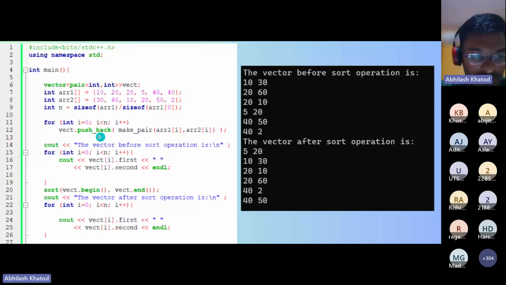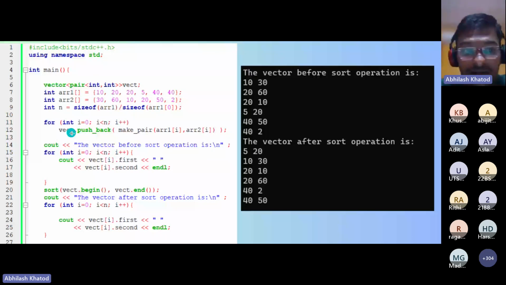See, basically line number 6, 7, 8 and 9, we're just declaring arrays. Line number 6 says we are making a vector of pairs of integers. Try to note it. We are making a vector of pair of integers. So we have two arrays, array 1 and array 2. We'll be making pairs of those elements. So how are we going to make it? We'll see it on line number 11 and 12.